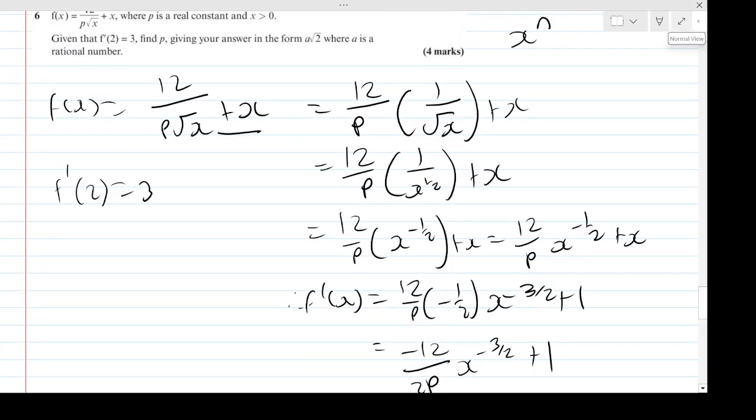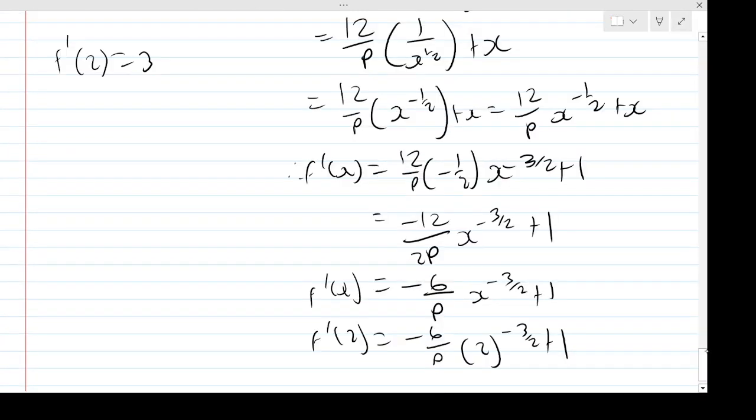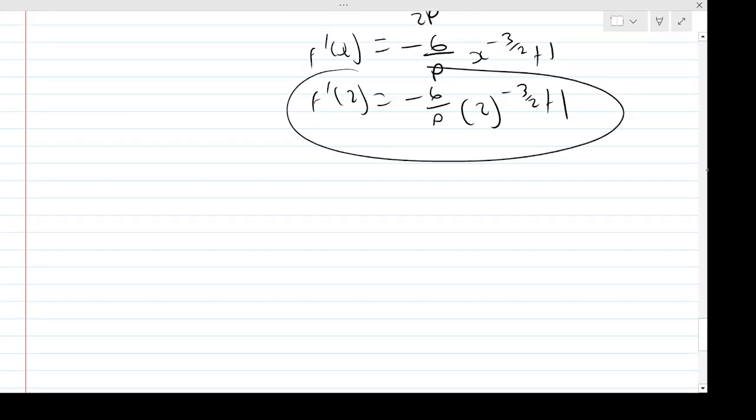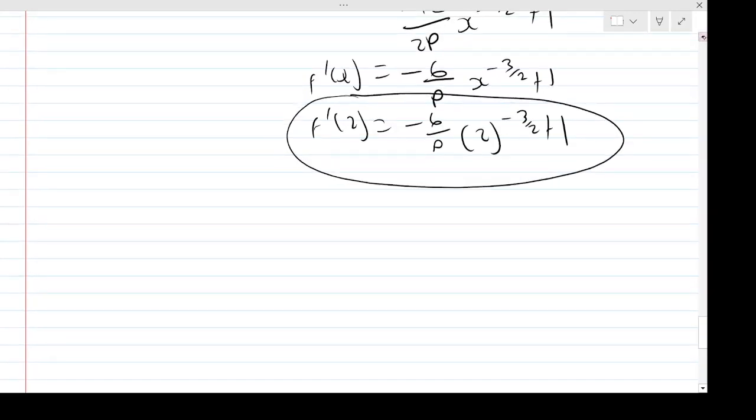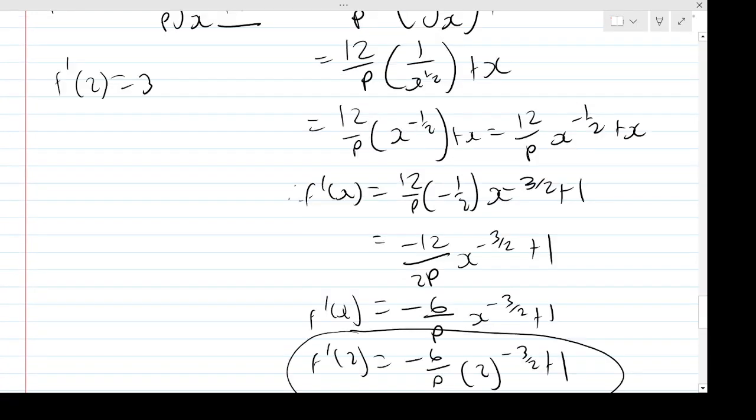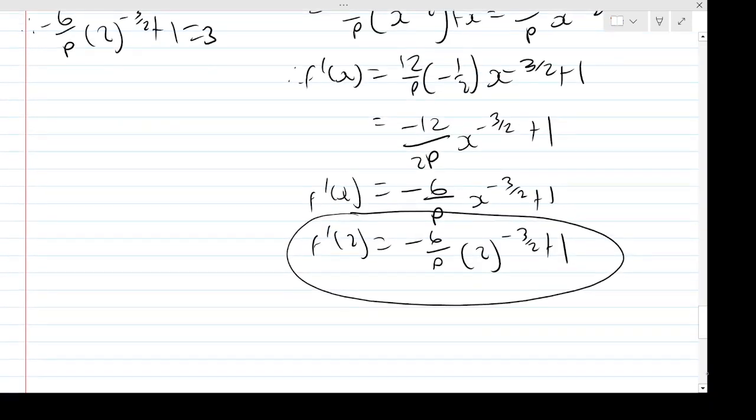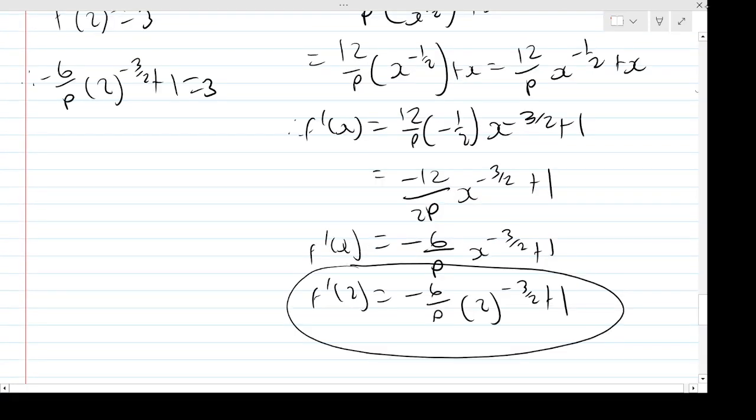So then I can say, if I do it down here now, that f dash of 2 is this. That has to equal 3, okay? So minus 6 over p of 2 to the minus 3 over 2, add 1, equals 3. Okay, so then what I can do is, I can probably firstly move the 3 to the other side, so that I have minus 6 over p of 2 to the minus 3 over 2, subtract 2 equals 0, okay? So it kind of resembles a sort of equation. Okay, what can I do now?